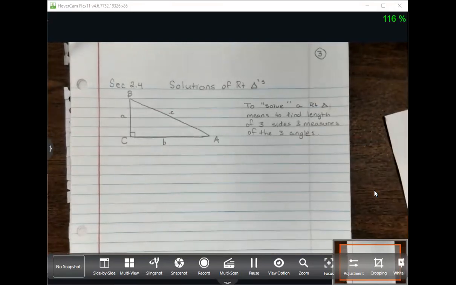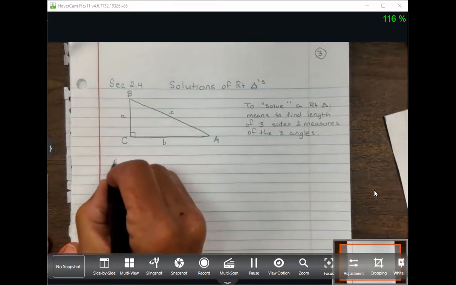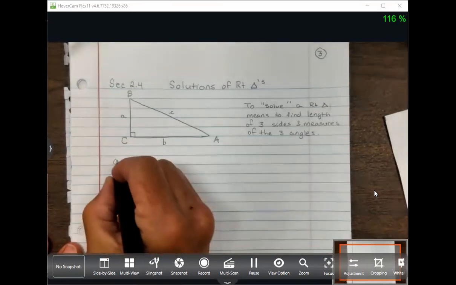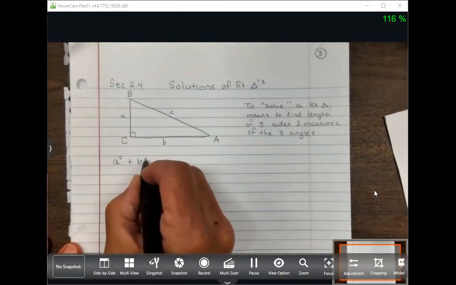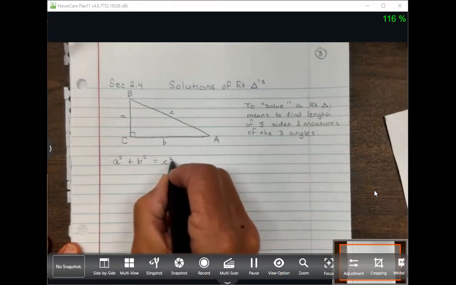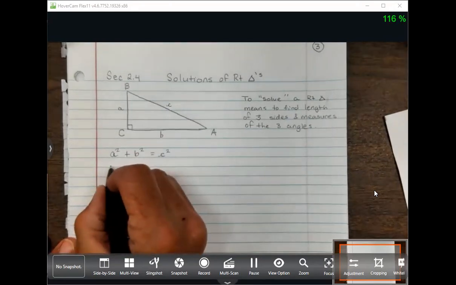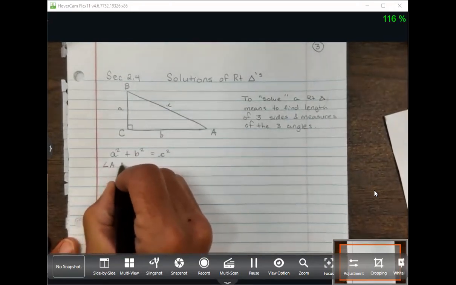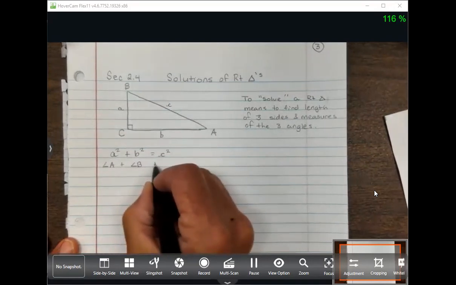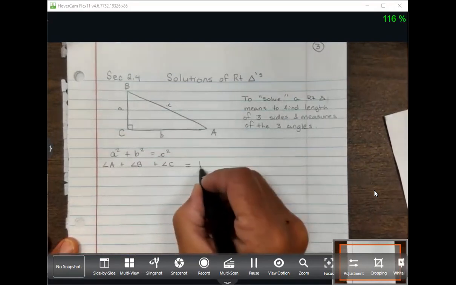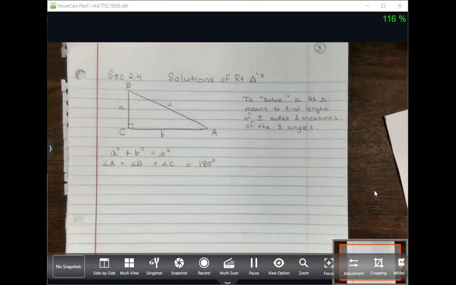So in all of this, you're armed with the fact that the interior angles have to add up to 180 degrees, and the 3 sides satisfy the Pythagorean theorem. So you have that leg squared plus leg squared is equal to hypotenuse squared. And you have the angle measurements, the measurement of angle A plus the measurement of angle B plus the measurement of angle C has to equal 180 degrees.